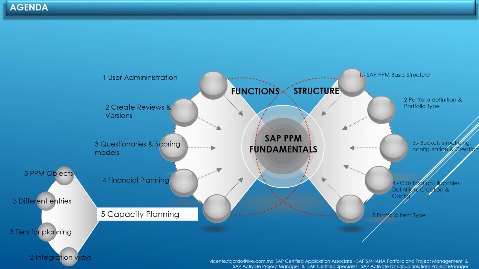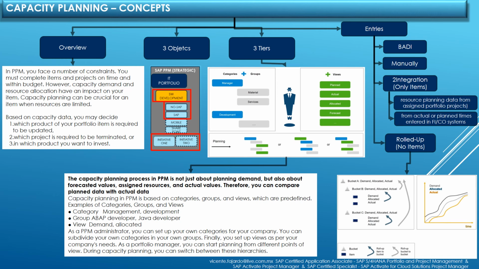The last function in portfolio management is capacity planning. Financial planning deals with funds, and capacity planning deals with resources. In PPM, you face a number of constraints. You must complete items and projects on time and within budget. However, capacity demand and resource allocation have an impact on your item.